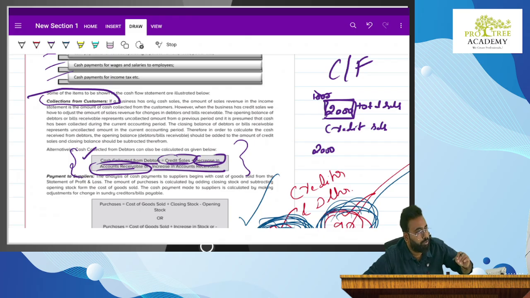Whenever you make credit sales and the accounts receivable is getting reduced, you will have to add it. Correct? Whenever there is an increase in the debtors, are you happy or is he happy? The other guy is happy. So that time it will be minus. Understanding, everyone? Any doubts? Please go through that paragraph.